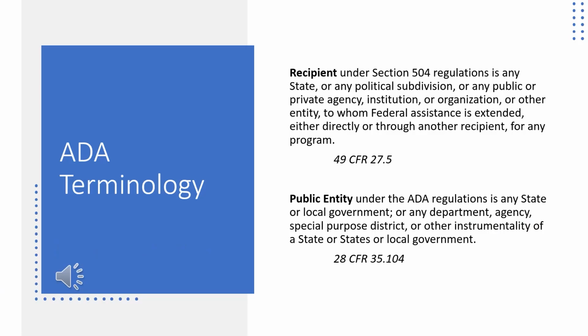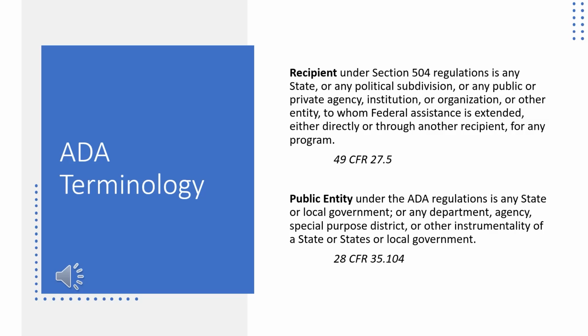In the next few slides, just as we did in prior modules, it's helpful to review a little bit of Americans with Disabilities Act related terminology. A recipient under Section 504 regulations, just like under the Title VI implementing regulations, is any state or political subdivision or any public or private agency, institution, or organization, or any other entity to whom federal assistance is extended, either directly or through another recipient for any program.